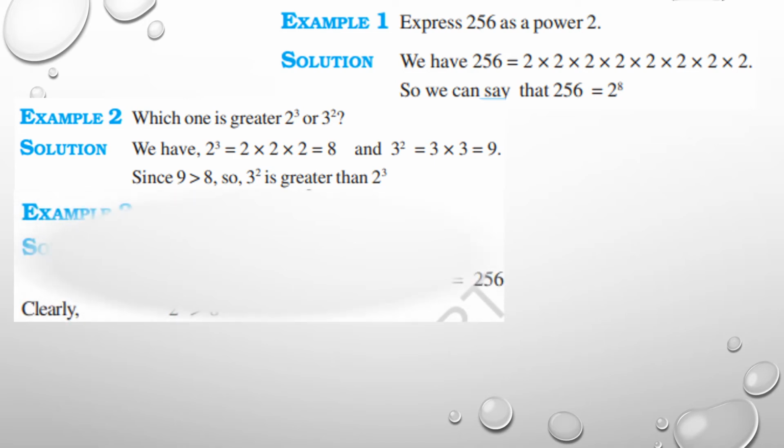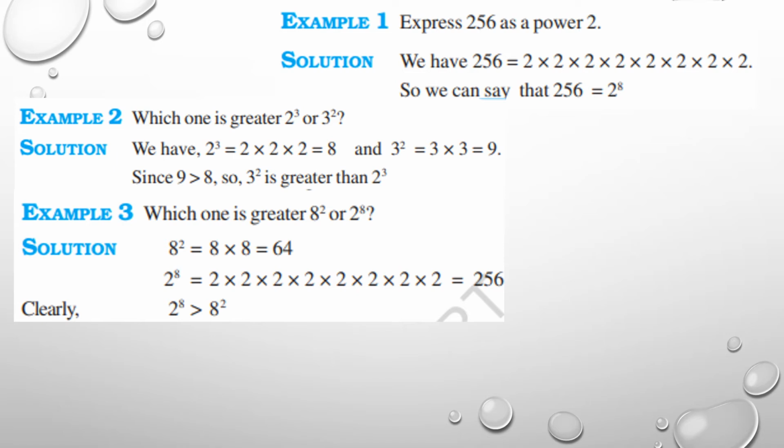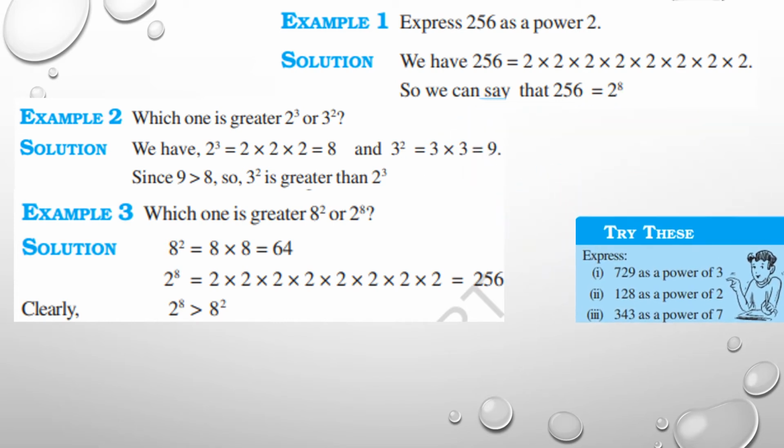Example 3. Which one is greater, 8 squared or 2 raised to 8? 8 squared is equal to 8 into 8, that's equal to 64. But 2 raised to 8 is equal to 256. Obviously, 256 is greater than 64. Therefore, 2 raised to 8 is greater than 8 squared. Let us try these questions.